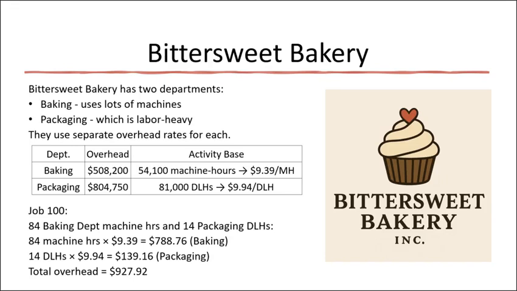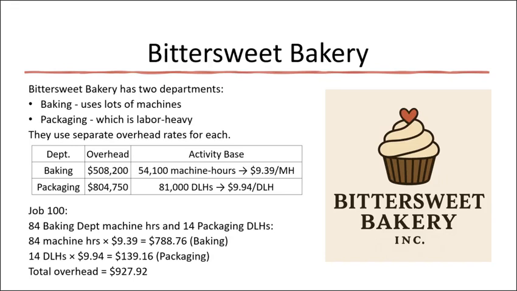Baking has $508,200 of total overhead and 54,100 machine hours for a predetermined overhead rate of $9.39 per machine hour. Packaging has estimated $804,750 of overhead, 81,000 estimated direct labor hours for a rate of $9.94 per direct labor hour. These rates are more precise than using just one plant-wide rate.